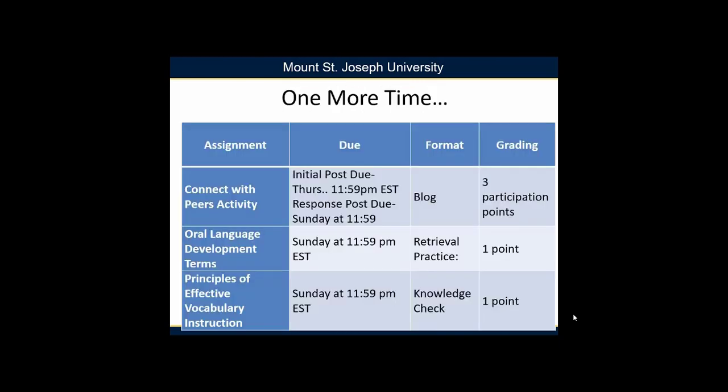So let's look at your assignment chart one more time. You just have 3 assignments due. We ask that you complete the Connect with Your Peers activity by Thursday, and this time it's a Flipgrid, so something fun to try, and that you respond to 2 of your peers by Sunday evening. And following your readings, you have 2 activities to complete. One of these is a retrieval practice and the other a knowledge check. And remember that both of these assignments will check on your understanding of the content so far.